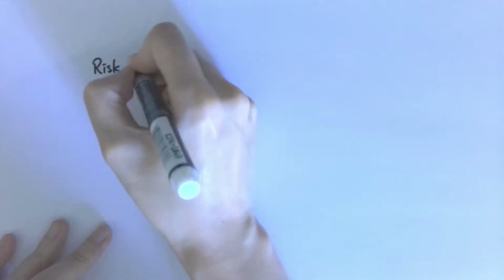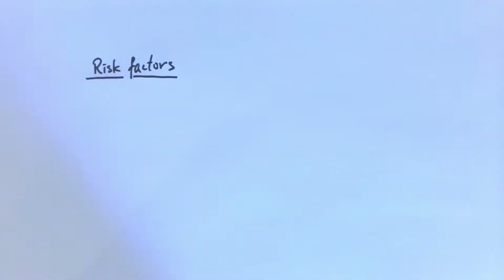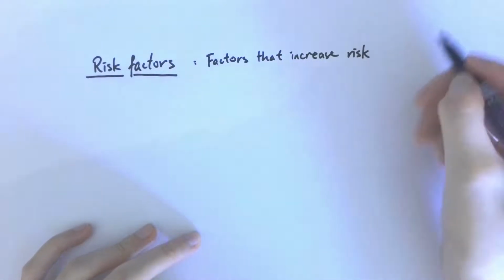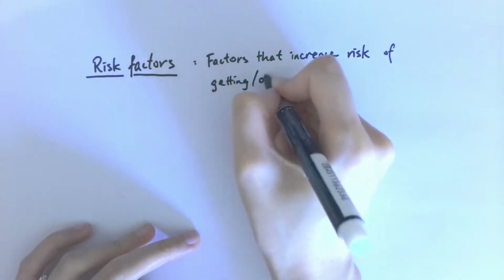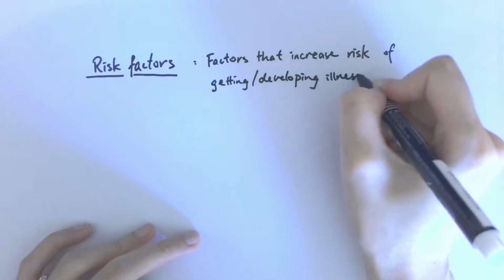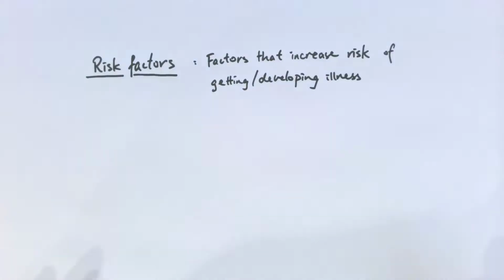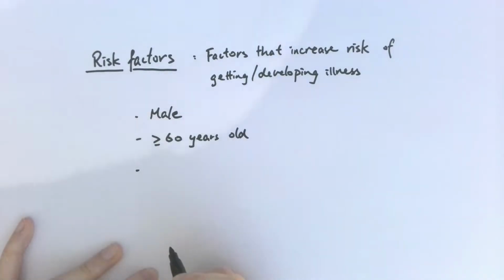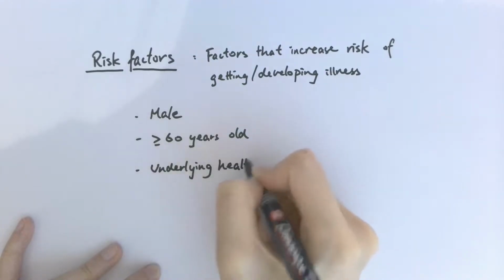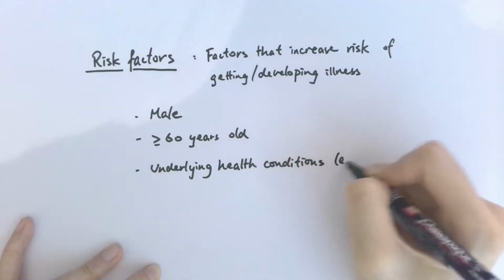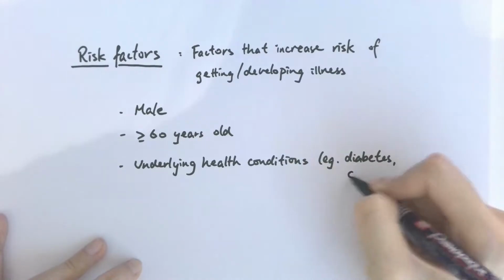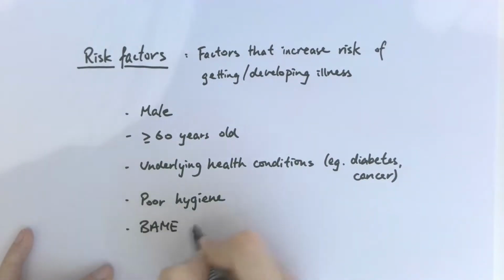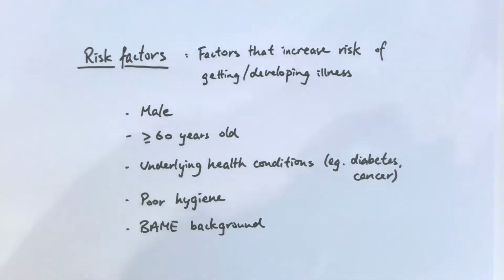So next we'll talk about the risk factors. The risk factors are things that increase the risk of someone getting or developing a disease. We don't know enough about the virus to say if any particular factors are definitely risk factors, but the infection cases seem to show that males, people over 60 years old, and those with underlying health conditions are more susceptible to COVID. Other factors that can affect your risk include your living or hygiene conditions, and reportedly if you are of a Black, Asian, or minority ethnic background.